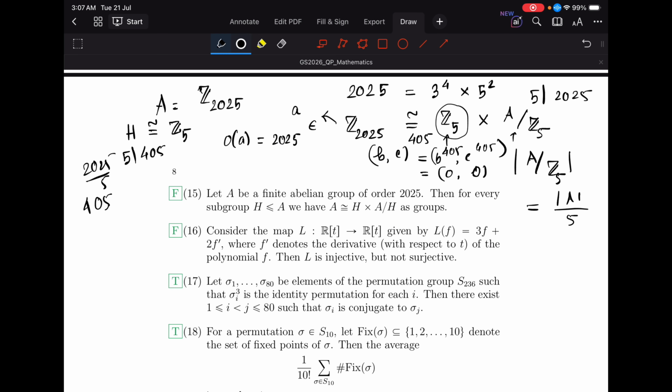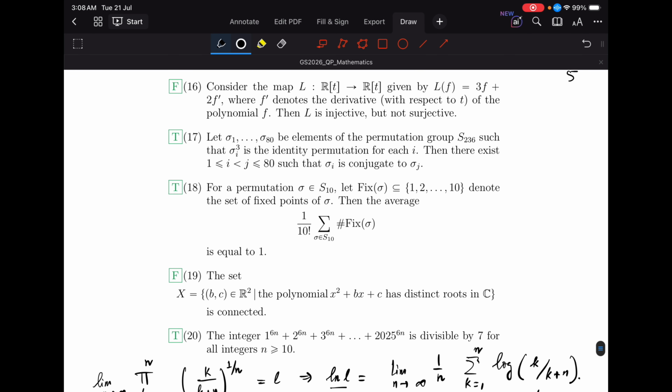So the point is that if we have an isomorphism, then A maps to, let's say, (B, C). Let's say this map is phi, so phi of A to the power 405 has to be (0, 0), and if phi is an isomorphism, then A to the power 405 has to be 0, but this is not possible, right, because the order of A is 2025, so this is also not true.